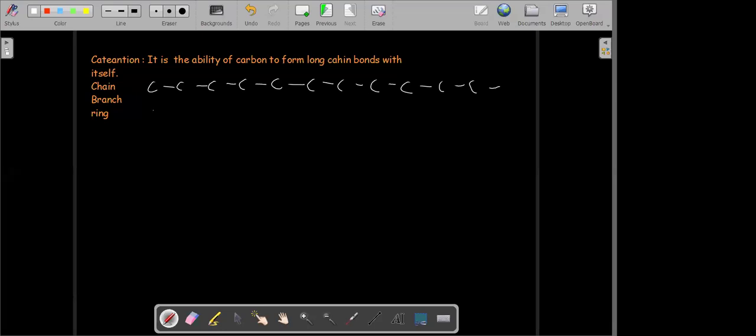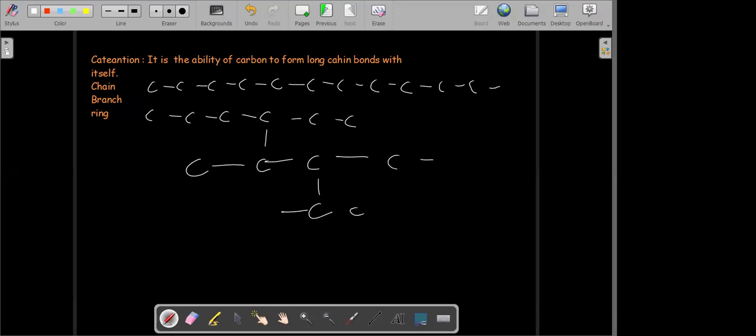You can also obtain some branched compounds like this. There can be a chain, and in that chain you can observe a branch over here. So this can be another chain. So here you can observe another branch. So on it can be there. Here also you can observe another branch. So such compounds are the branched compounds. So these are the branched, these are the chains, and then you have rings.